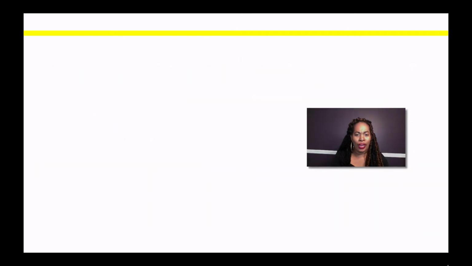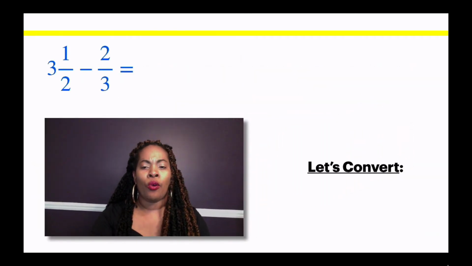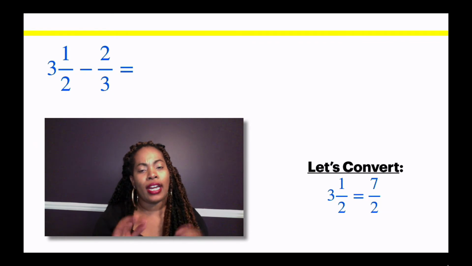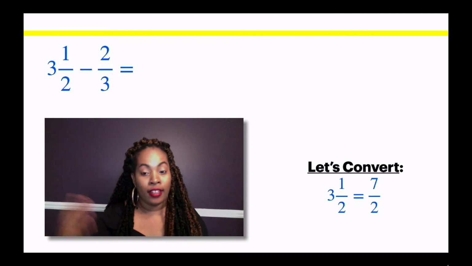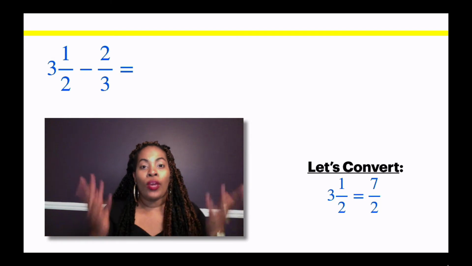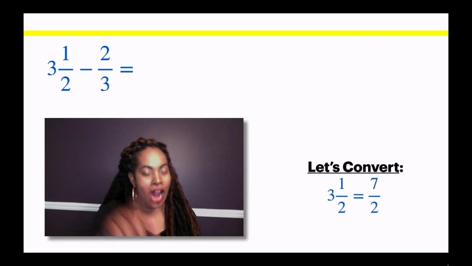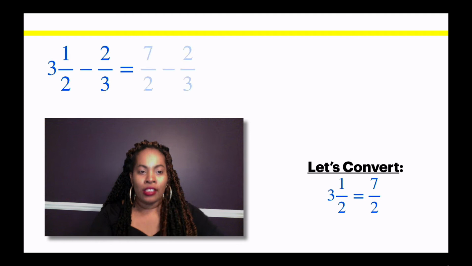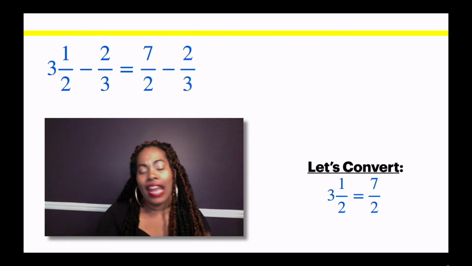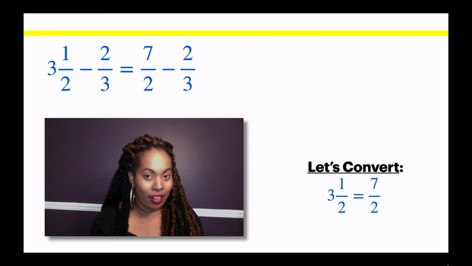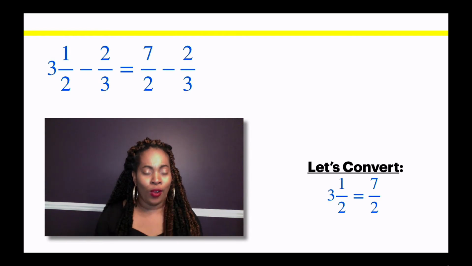So let's take a moment and convert, okay? So the number that we're converting is 3 1/2. That's our mixed number. When we convert it, we do 2 times 3, that's 6. 6 plus 1 is 7. That's our numerator. The denominator stays the same. That's 2. We end up with 7 halves. Now we're in business, right? So we converted it, and our real subtraction problem is 7 halves take away 2/3. Now we're ready to rock and roll, right?